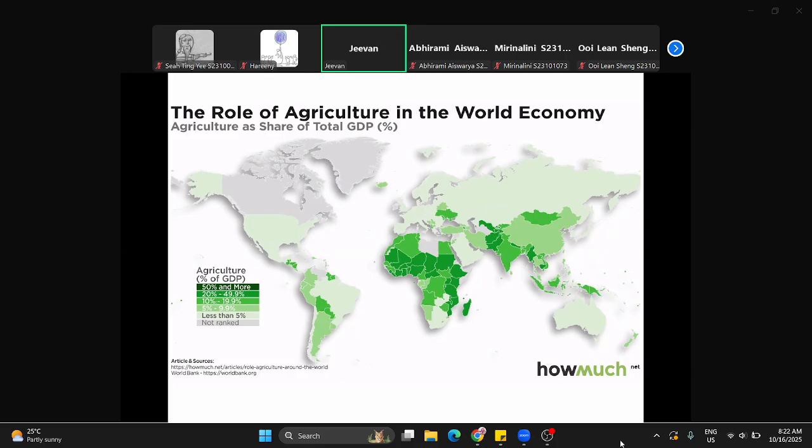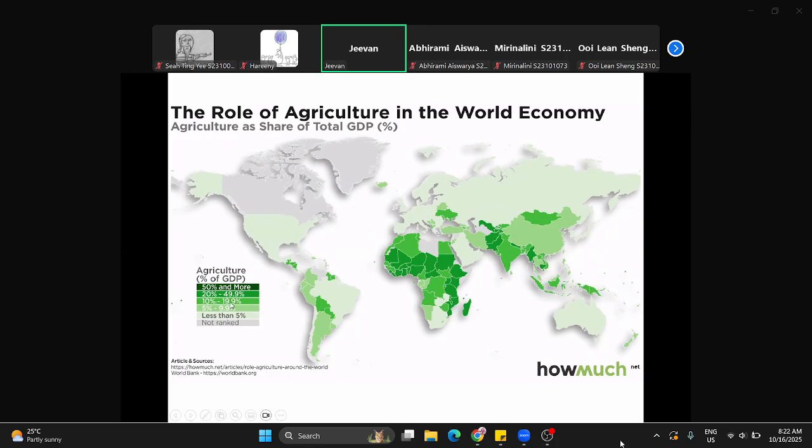Here in these slides, you are shown the countries which really embark on the agricultural sector. You can even see Malaysia here. Ours is a bit low, 5 to 9%. Okay, 5 to 9% only.